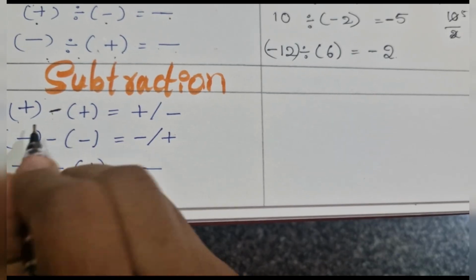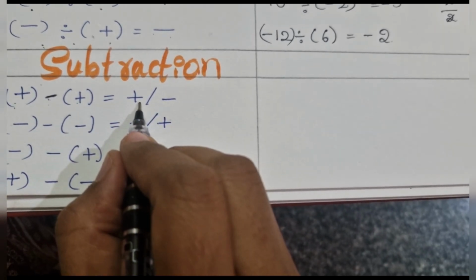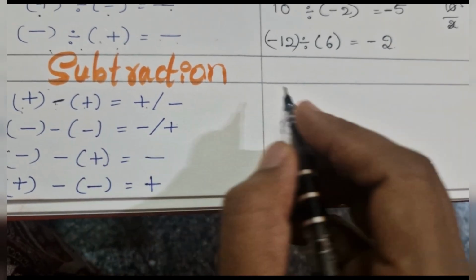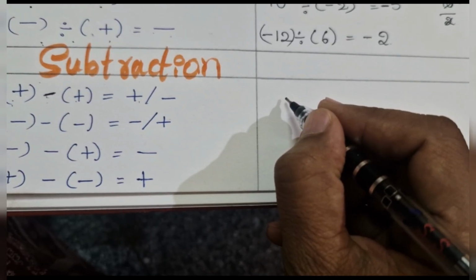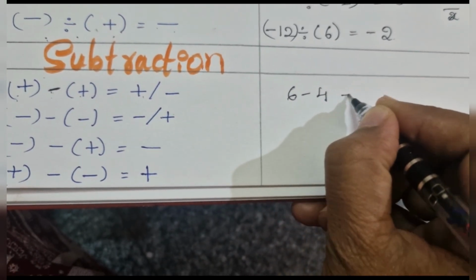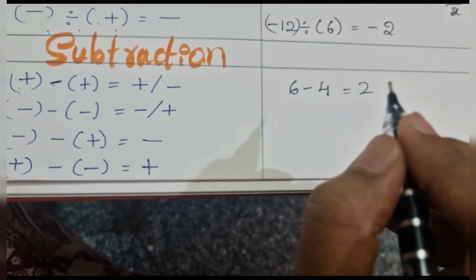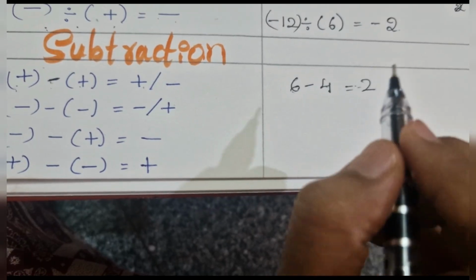Next, subtraction. In subtraction, plus, here we got minus. Plus minus of plus equals plus. But see here, first we learn through example. 6 minus 4. See, both the signs are positive now. 6 minus 4 is 2. The greater number is 6. Their sign is plus, so here plus is there.